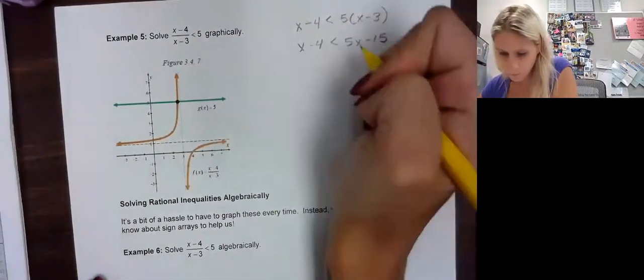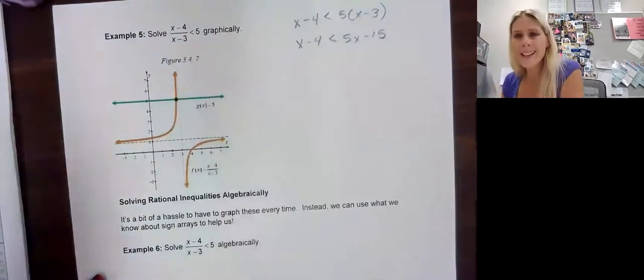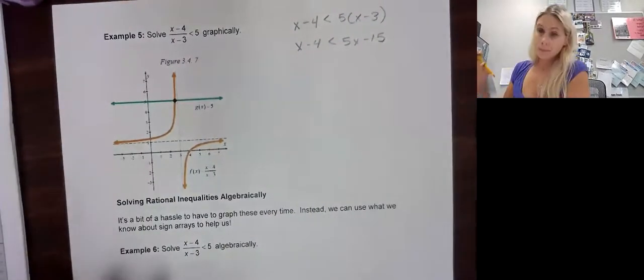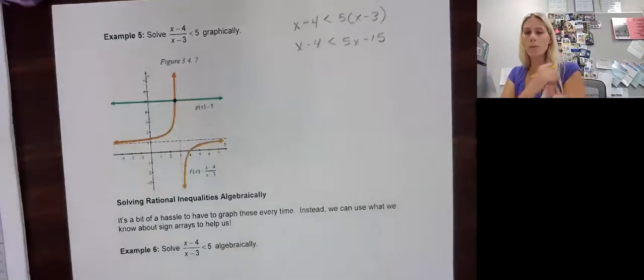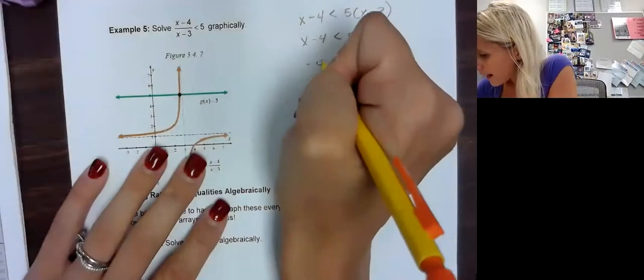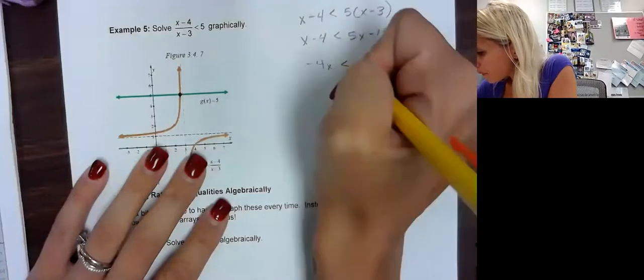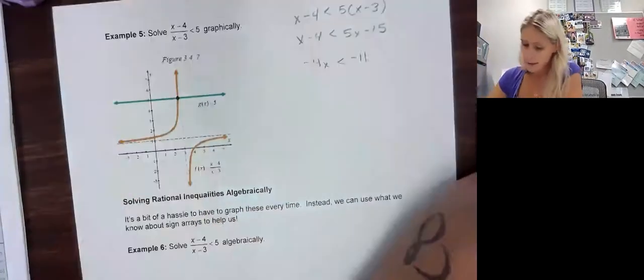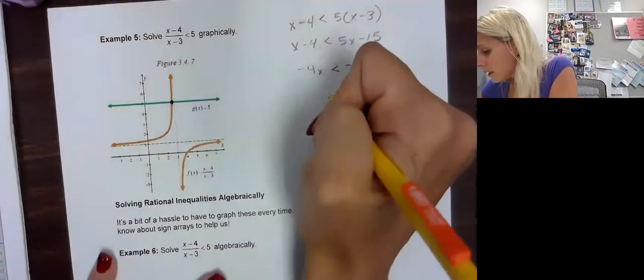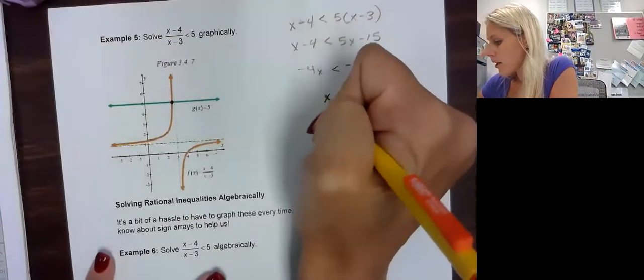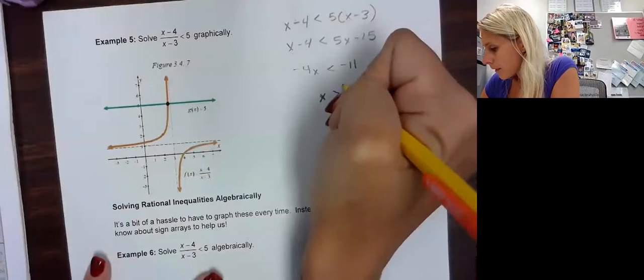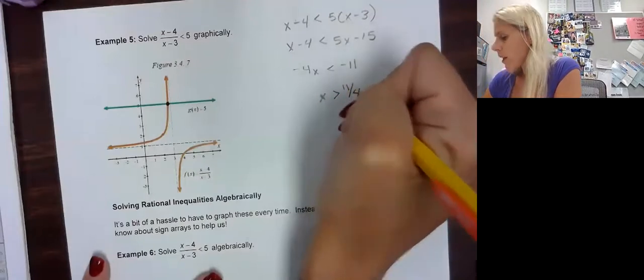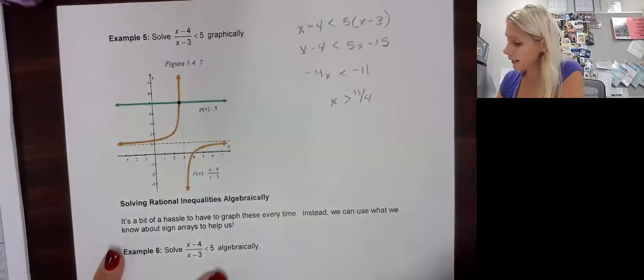So let's see. I'm going to move my x's over to the left because that way I can really see less than or greater than. If you move it to the right, you have to think of it backwards. Okay, so again, negative 4x is less than negative 11. Now, I'm going to divide by a negative number. When I divide by a negative number, you have to switch the sign. So x is greater than 11 over 4. So this is our solution, right?